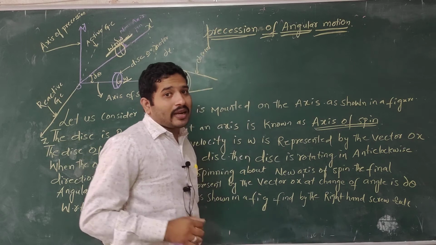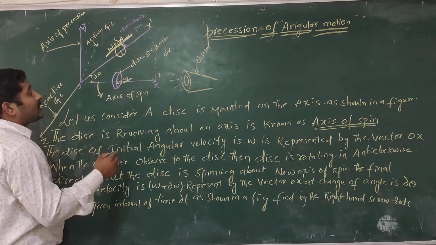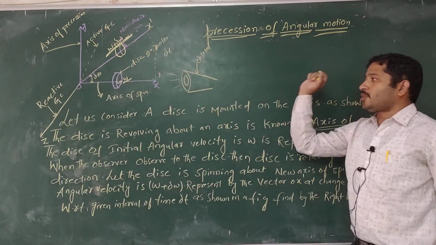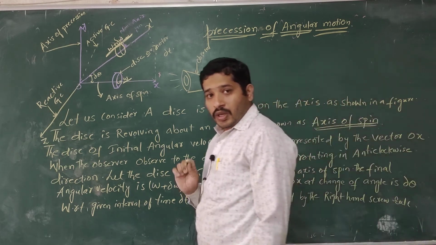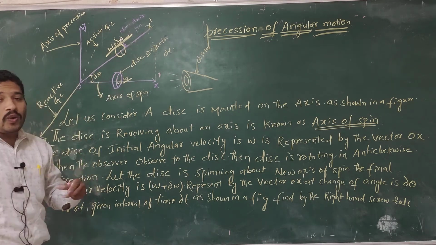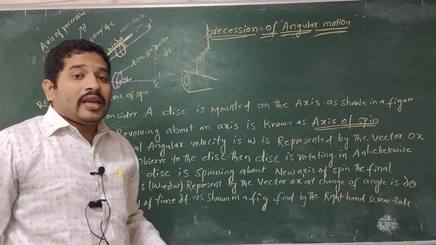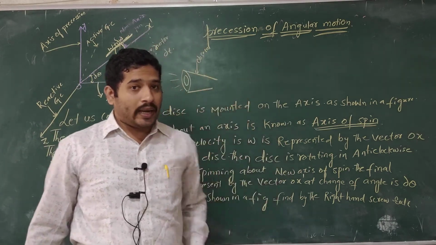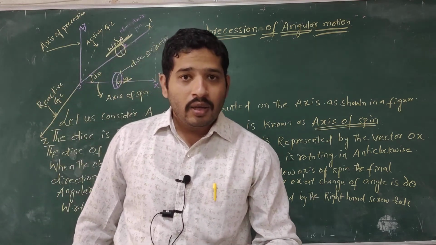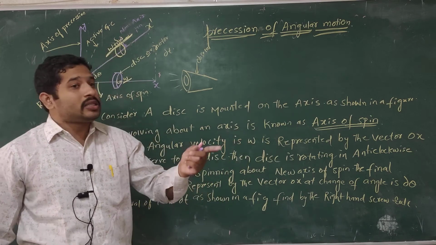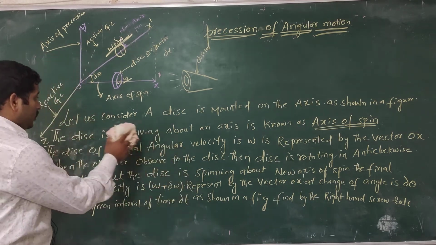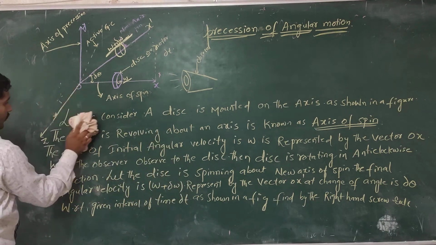If you observe by the right hand screw rule, then we can observe that the disk is rotated in the anti-clockwise direction when observed from the front view. Is it right? Then this angular acceleration is resolved into two components. One is parallel to OX and another component is perpendicular to OX. I will represent it by a vector diagram. Let's see. Shall I rub this one? Okay.